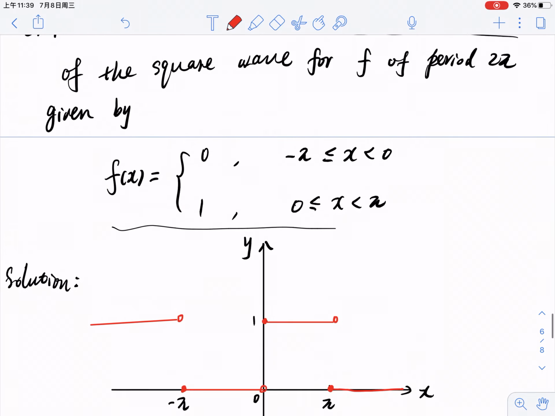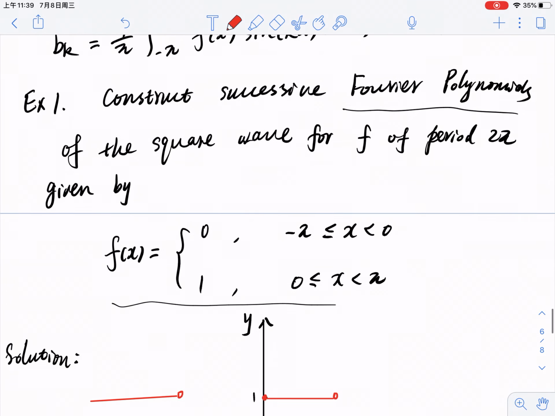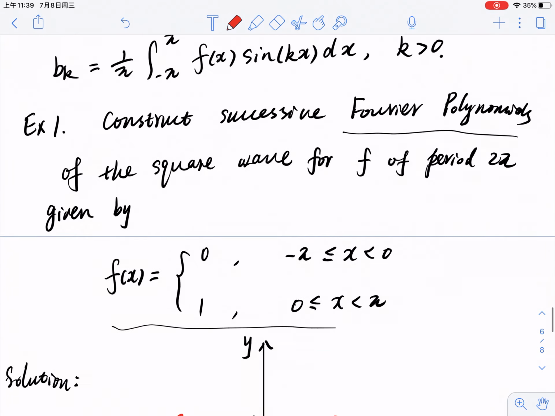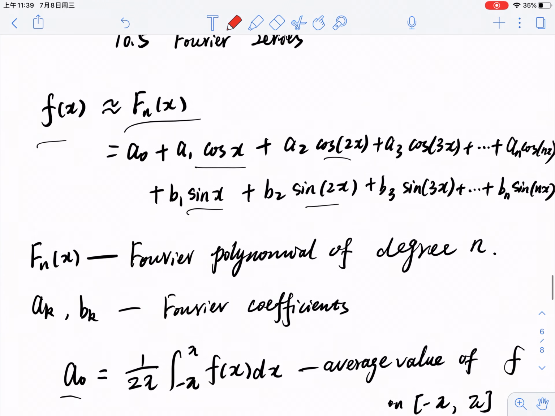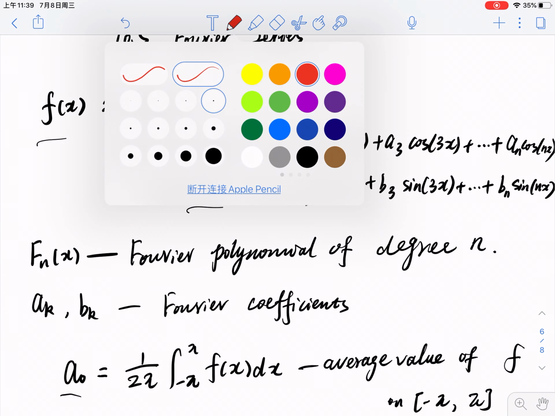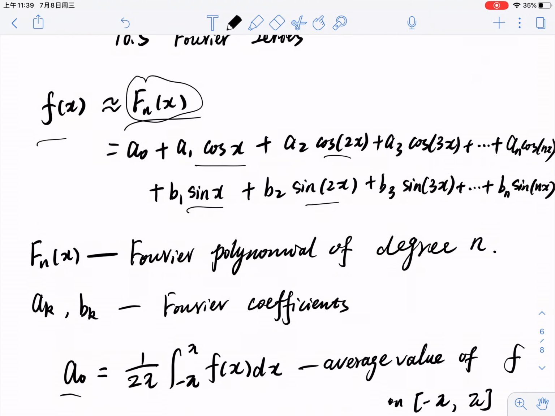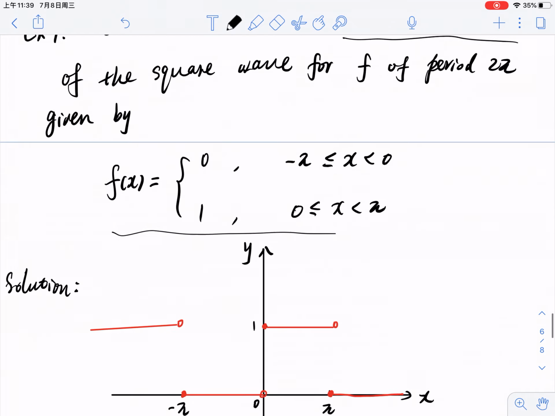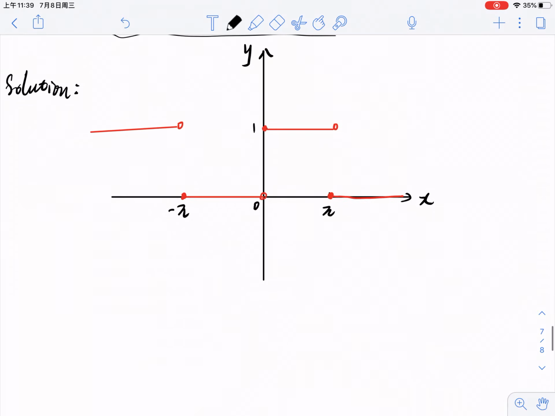So we want to find its Fourier polynomials f_n(x). The formula is here. We need to find its Fourier coefficients a0, ak, bk. Now a0 is the average value on negative pi to pi. So we can guess that a0 should be 1/2.